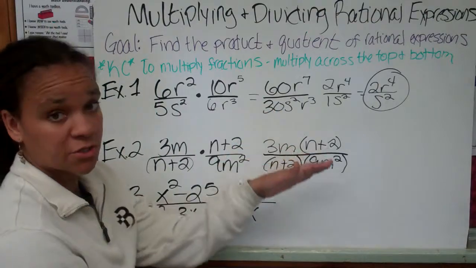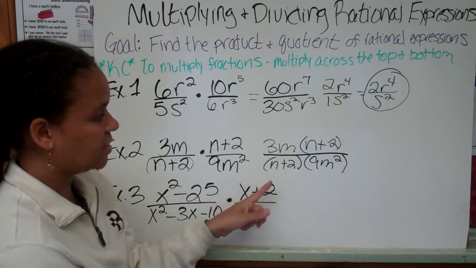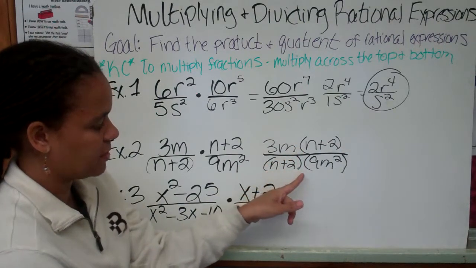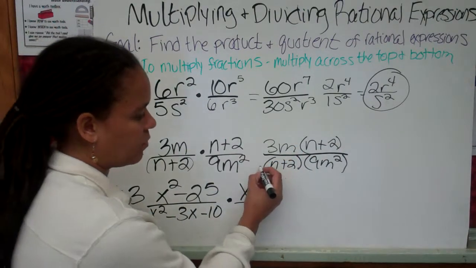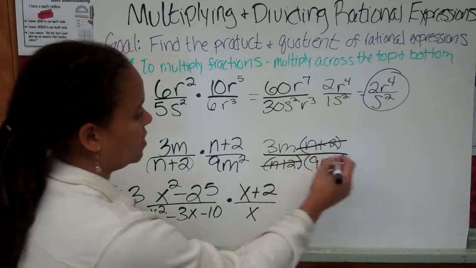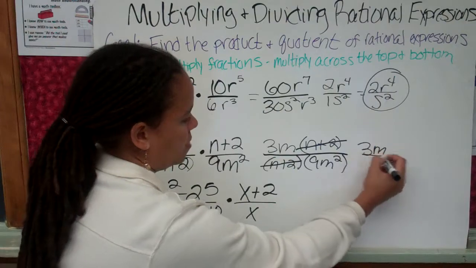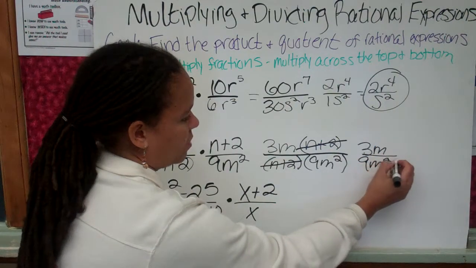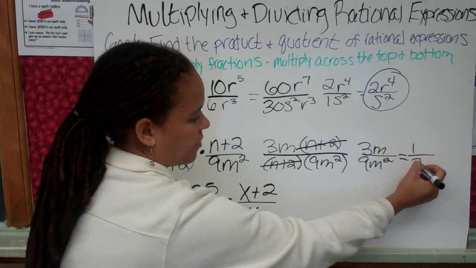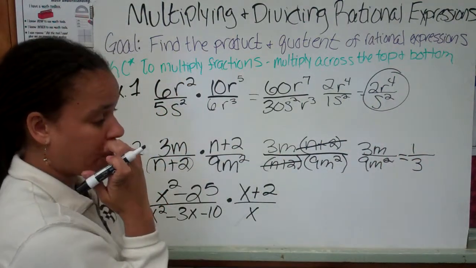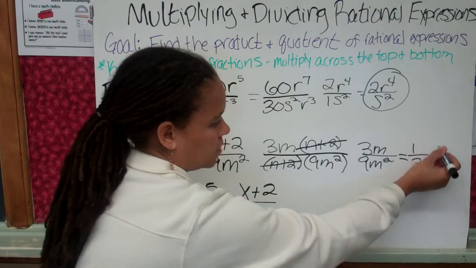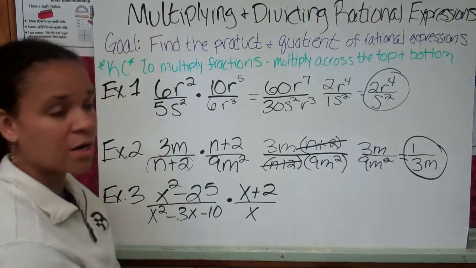Now, before we start distributing, let's look and see if we can cancel anything. Since this is a monomial up top, there's nothing joining these two terms, like a plus or a minus sign. We can get rid of n plus 2 and n plus 2. So then we're left with 3m over 9m squared. So we can simplify the 3 over 9 to 1/3. And the m's, there are more m's down low. How many more? 1 more. So our final answer would be 1 over 3m.